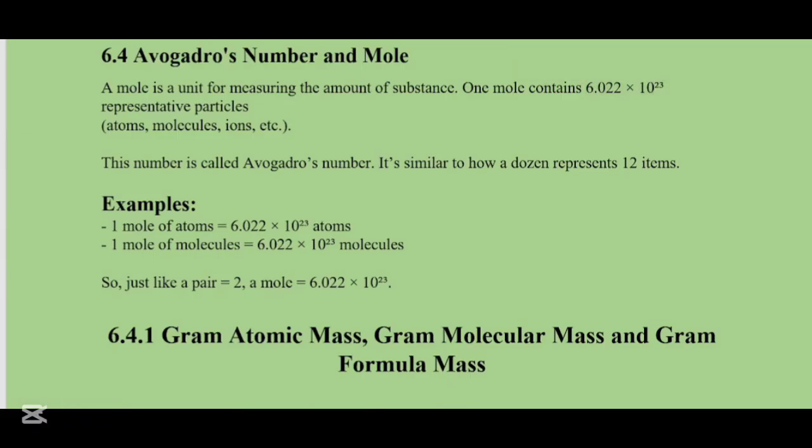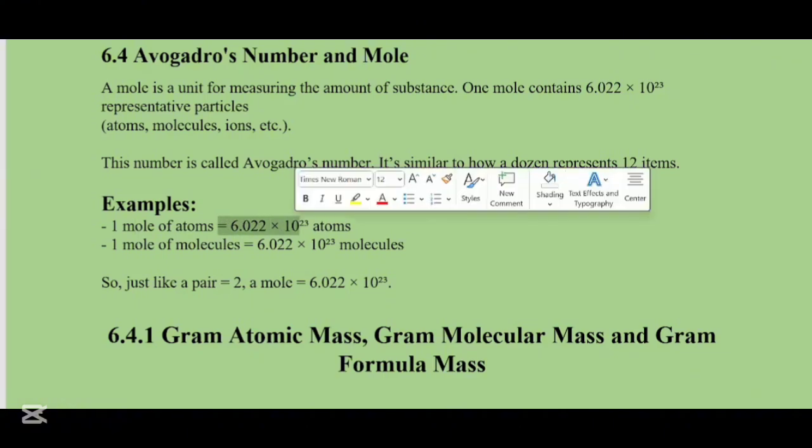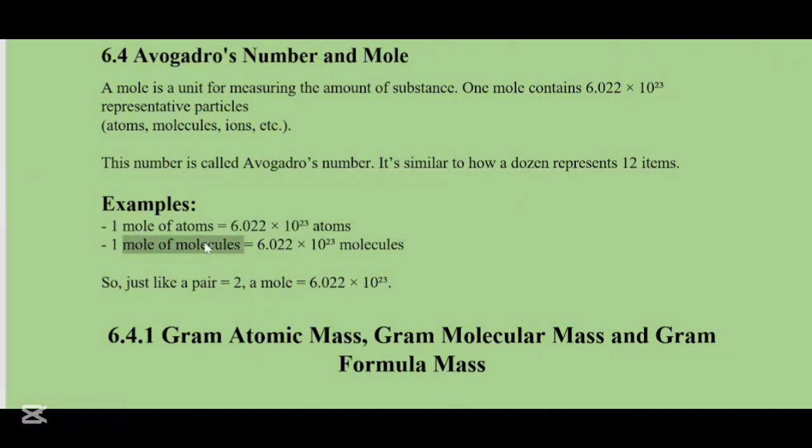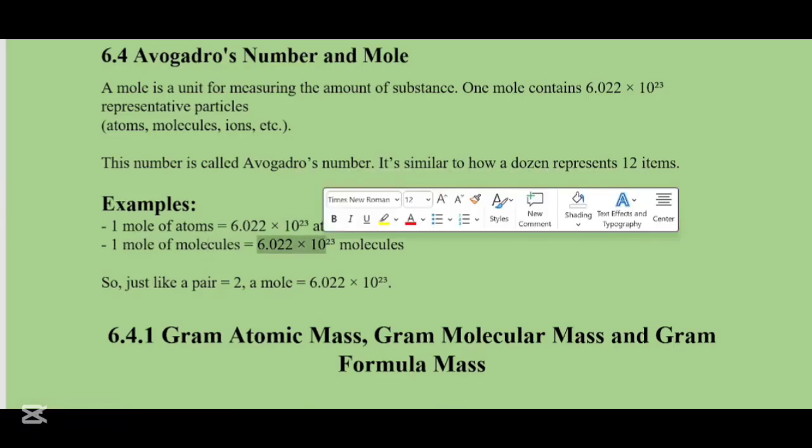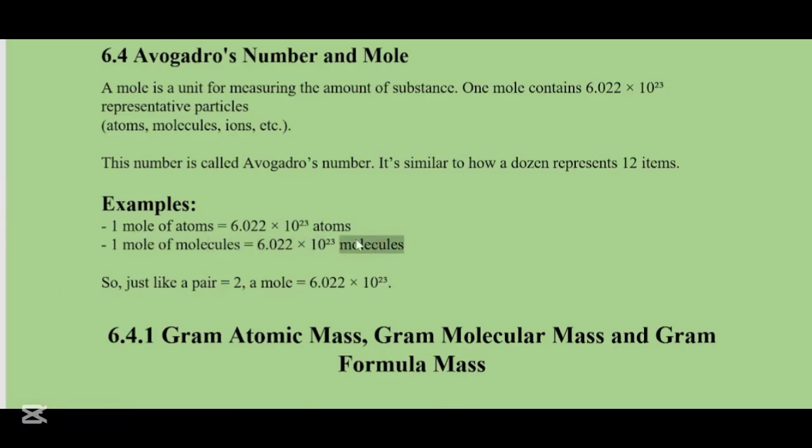It's similar to how a dozen represents 12 items. Now 1 mole of atoms is equal to Avogadro's number of atoms, and 1 mole of molecules is equal to Avogadro's number of molecules. So just like a pair is equal to 2, a mole is equal to Avogadro's number.